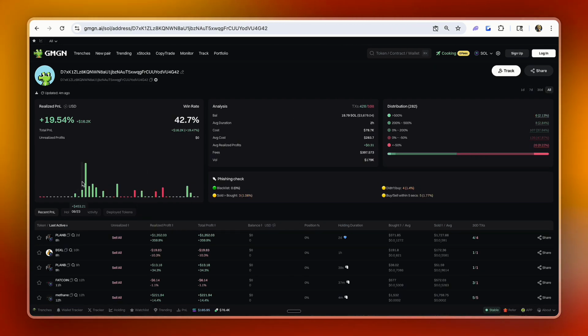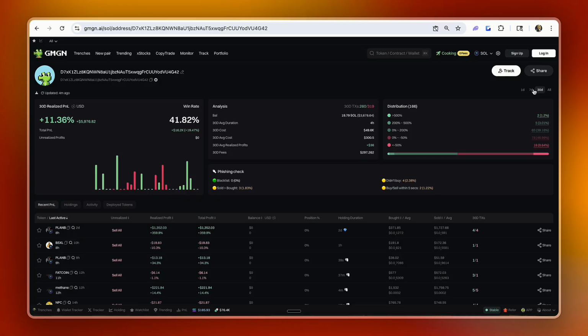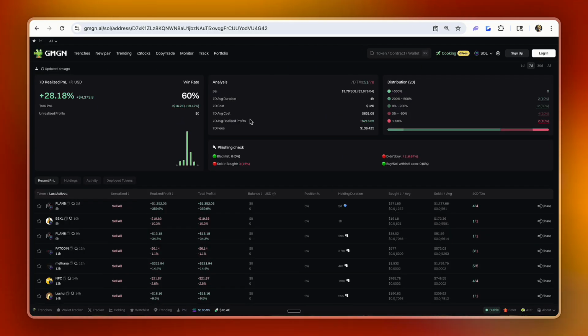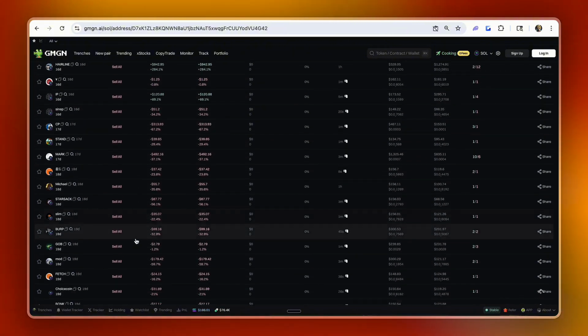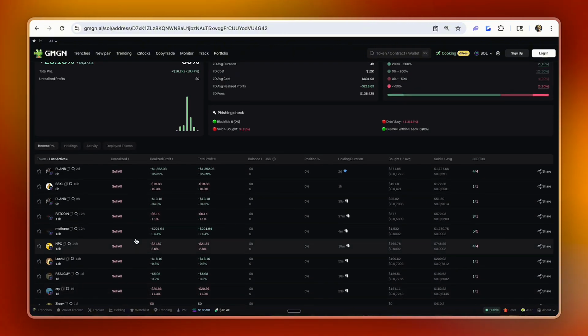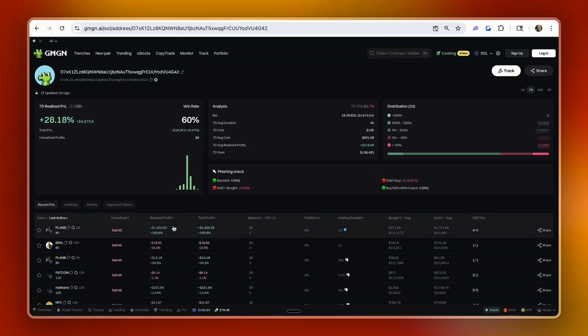It means he wasn't as good in the past, but he seems to be doing better this week. So I'll look at that. I'll just scroll down, take a look at his trades. You know, not that great, but the point that I want to emphasize here is that the stats are not everything. Stats honestly mean nothing because you can see some of these KOLs with insane stats, but you would get wrecked copy trading them.